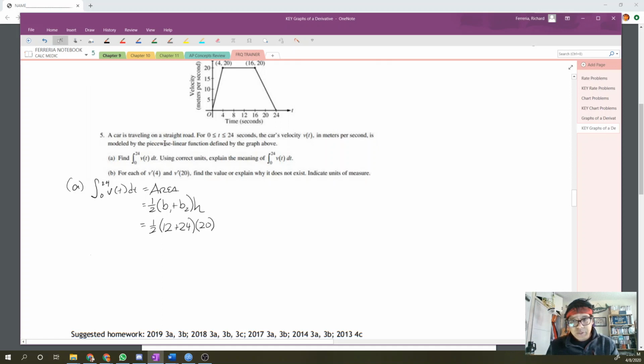And now we're going to do some arithmetic. We get 360. And here, what I started off saying is that 360 is the position at 24 minus the position at 0. So the position at 24 minus position at 0, how do you interpret that? Well, that means that the car traveled 360 meters for t between 0 and 24. Or, if you prefer, it is the change in position from t equals 0 to t equals 24.